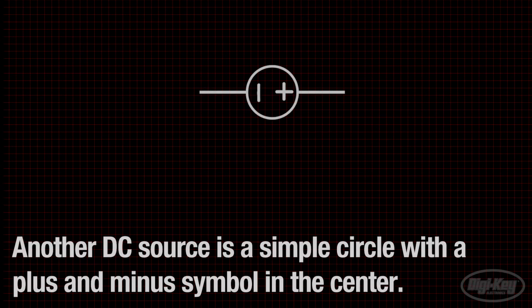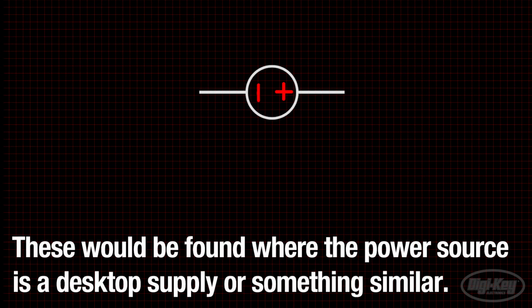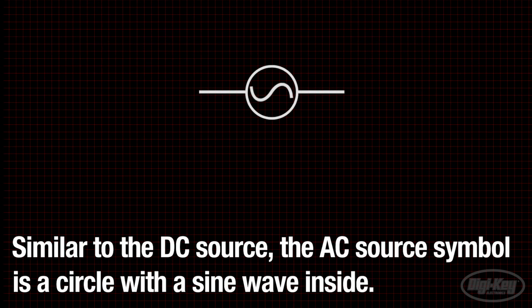Another DC source is a simple circle with a plus and minus sign in the center. These would be found where the power source is a desktop supply or something comparable. Very similar to the last DC source, the AC source symbol is a circle with a sine wave inside.